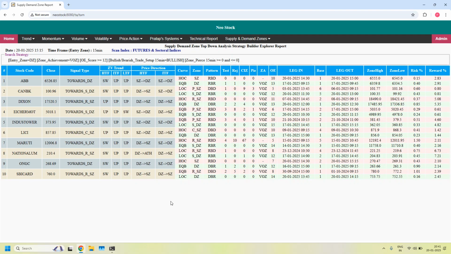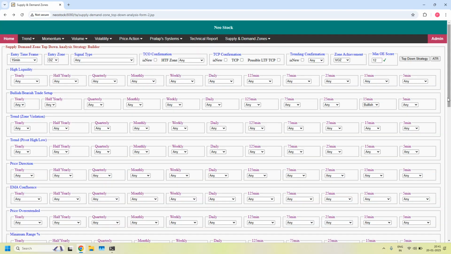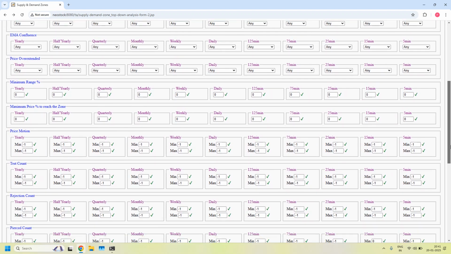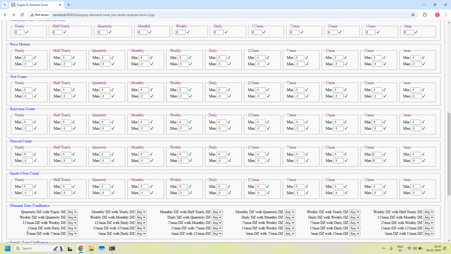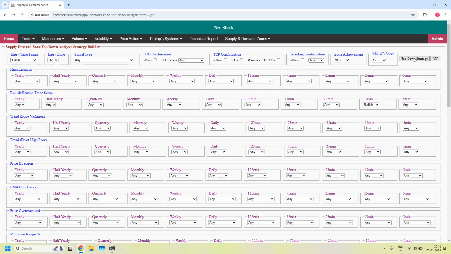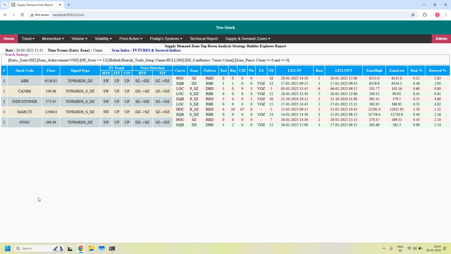Zone confluence, we have 2 filters. First filter is LTF and ITF demand zone confluence. So let's filter based on that. That is 15 minutes and 75 minutes demand zone confluence, LTF, ITF for daily income trade. So I enabled the filter. With this filter, we got only 5 stocks.